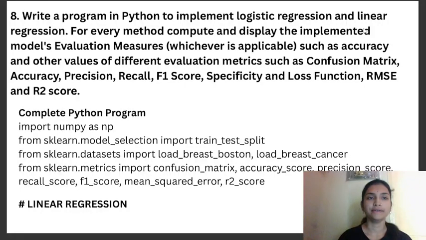Now, question number 8. Write a program in Python to implement logistic regression and linear regression. For every method, compute and display the implemented model's evaluation measures such as accuracy and other values of different evaluation metrics such as confusion matrix, accuracy, precision, recall, F1 score, specificity, and loss function, RMSE, and R2 score. So here is the complete Python program.